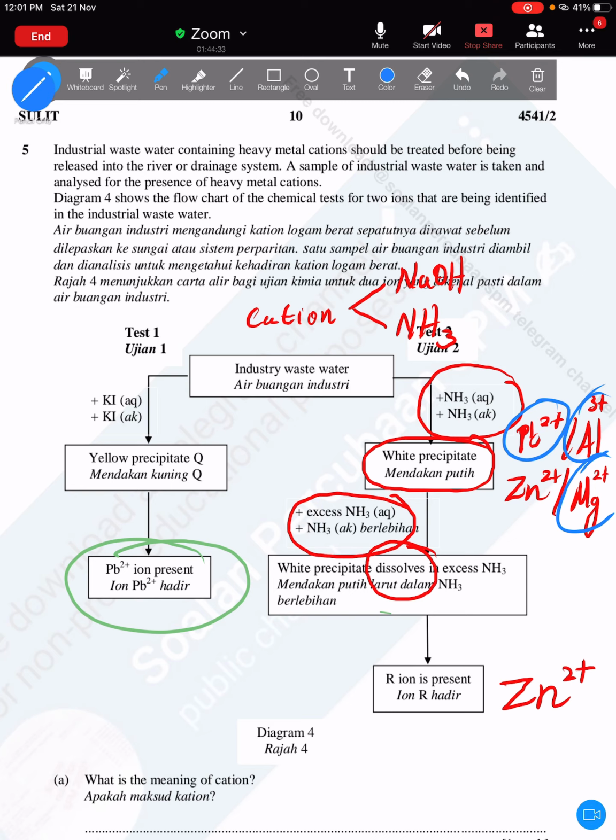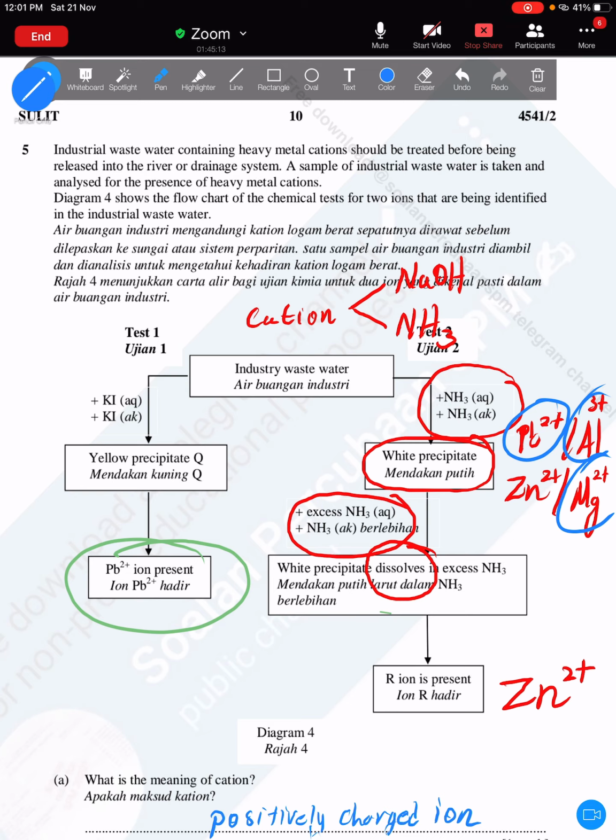Okay. What is the meaning of cation? Okay, positively charged ion is acceptable. Or sometimes the student might put it as a positively charged particle, still acceptable. Okay, you can screen capture this.